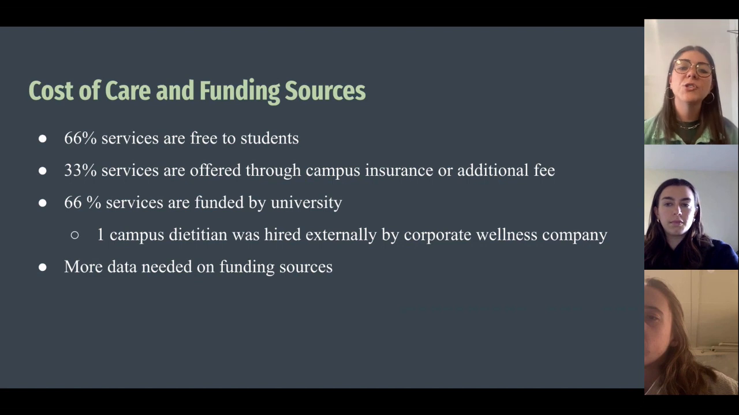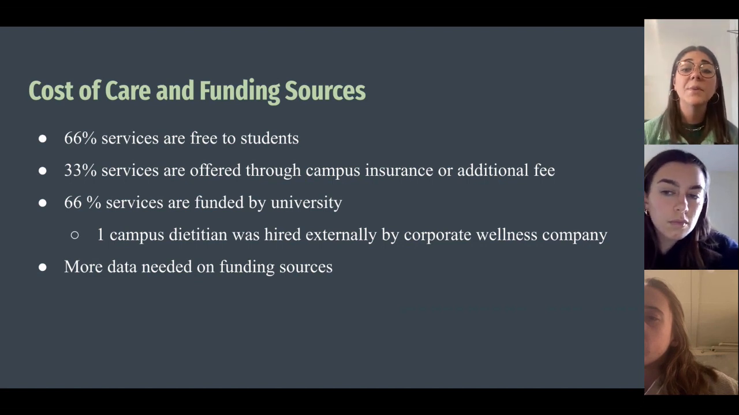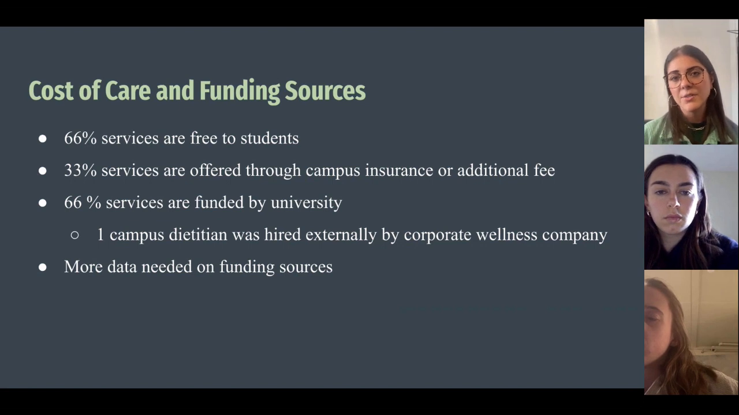And then one university mentioned that they offer their services through campus insurance only. And if somebody has external insurance, they have to pay an additional fee. So that's kind of their incentive program to have students carry campus insurance. But again, it's still accessible for students through insurance, but it's not necessarily free. And then 66% of services are funded by the university.